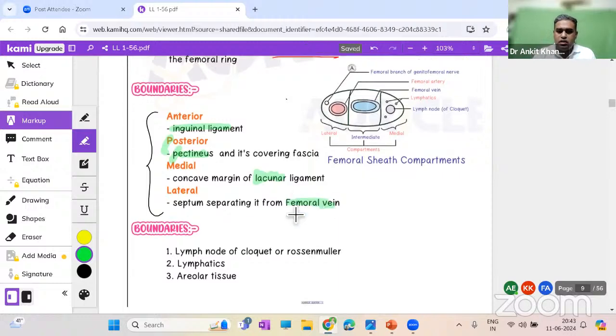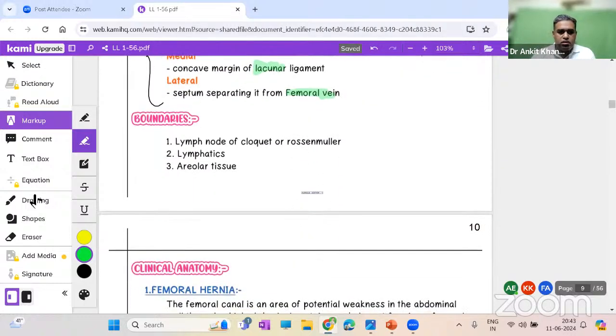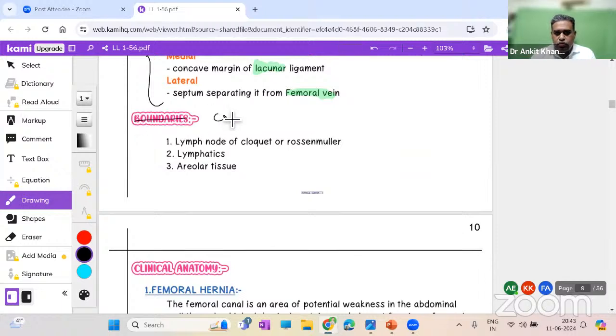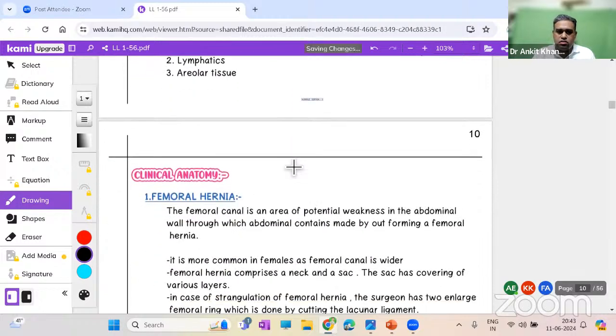It's an important topic, right? So contents: these are not boundaries, these are the contents. So contents, we have what? We have the lymph node, and obviously some lymphatics passing through it.